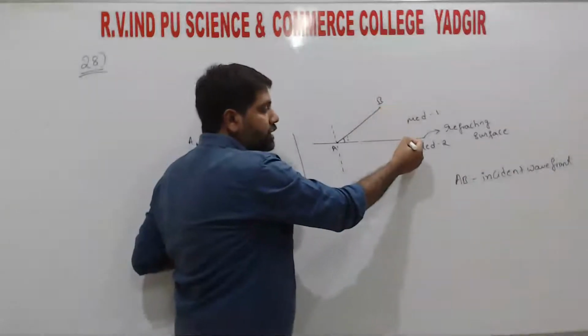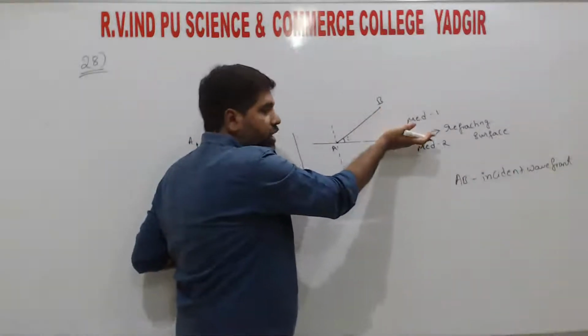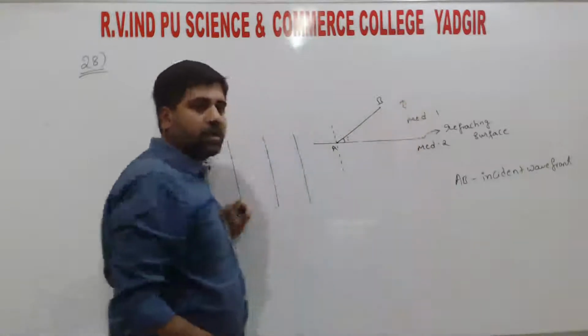So the time B takes to touch the refracting surface, that time is T, right?